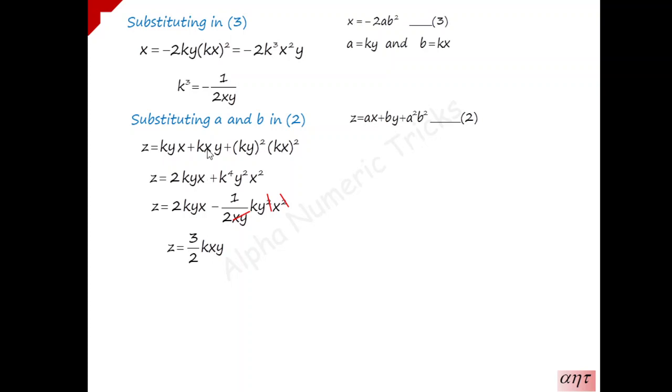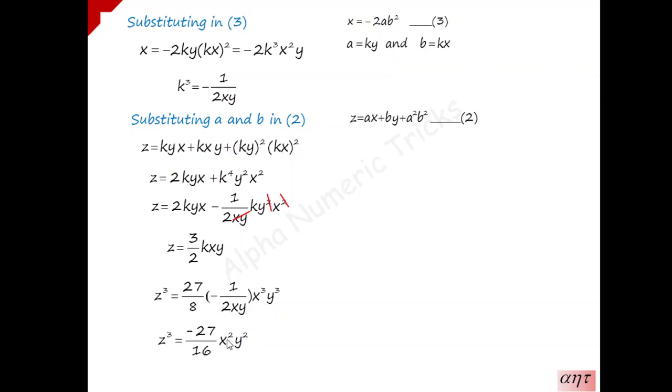We know the constant k cube value, so to apply this directly here you cube on both sides, so you have z cube is equal to 3 cube is 27, 2 cube is 8 into k cube x cube y cube. K cube is replaced by minus 1 by 2xy into this x cube y cube. Because we are cubing on both sides, this xy gets cancelled with this xy, and the left out term you have as minus 27 by 16 into this.